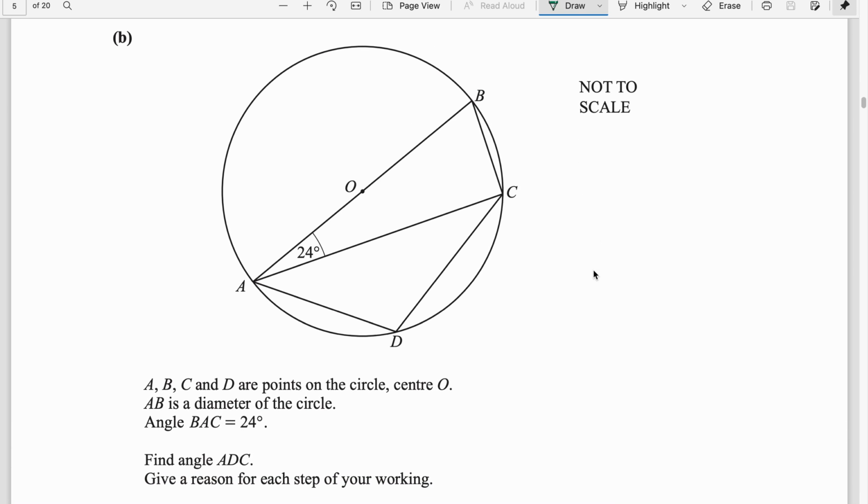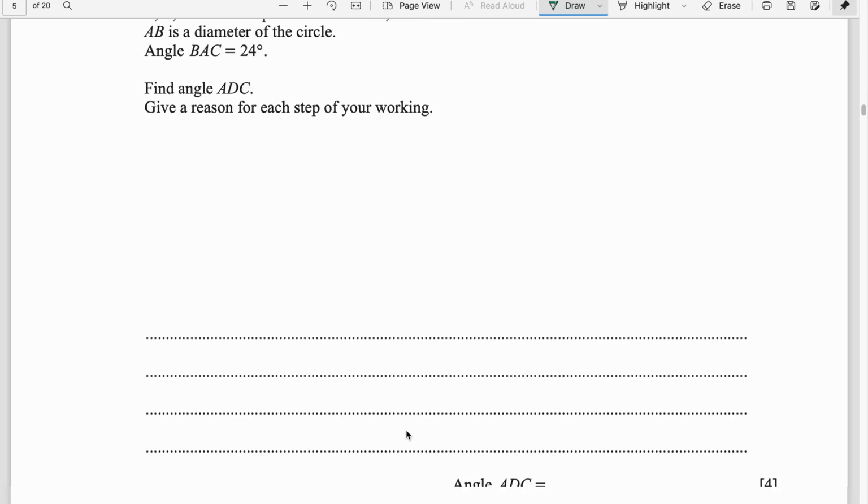B part. A, B, C and D are points on a circle, center O. AB is the diameter of the circle. Angle BAC is 24. Find ADC. Okay, this is unknown. So let's do that. And he says give a reason for each step of your working.